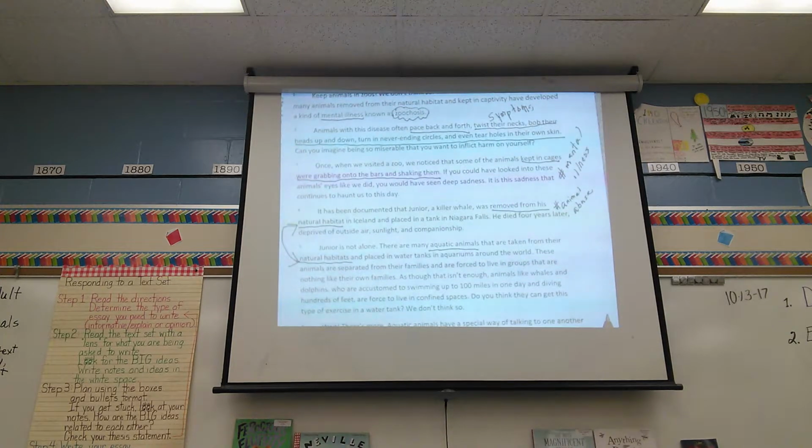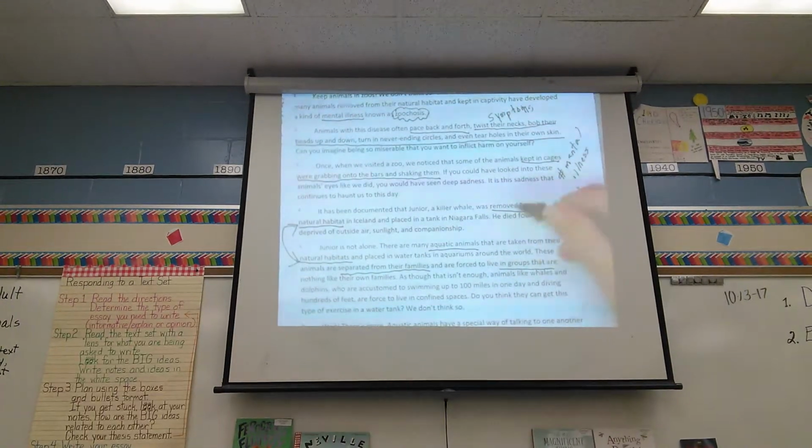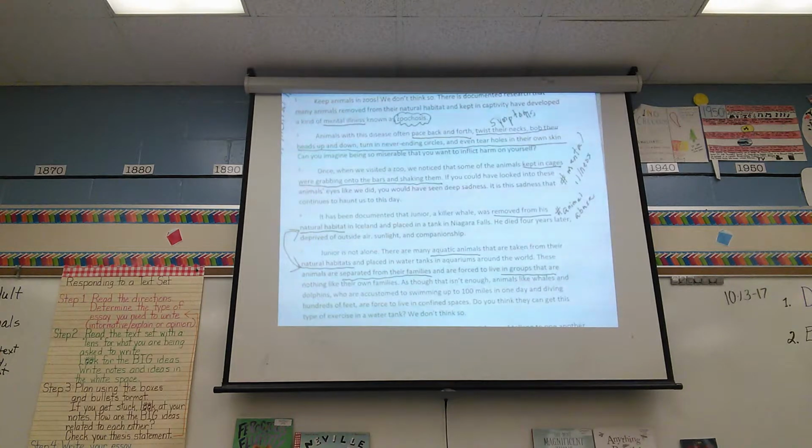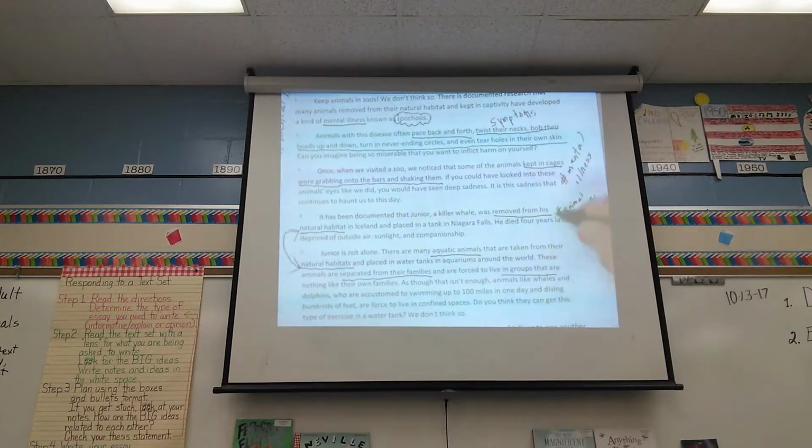And placed in water tanks and aquariums around the world. These animals are separated from their families. That's important. And are forced to live in groups that are nothing like their own families. Okay, so notice when we talked about Junior, they were talking about how he didn't have enough sunlight, he didn't have enough space or companionship. Now we're talking about the environment, that they're not living in the same families. So how could we annotate this? Zachary, what do you think? Can we give this a hashtag? What would you give it? Okay, so you're saying that these facts should stick together, right? Animal abuse.